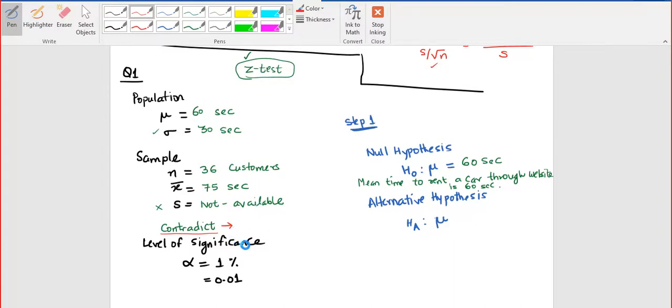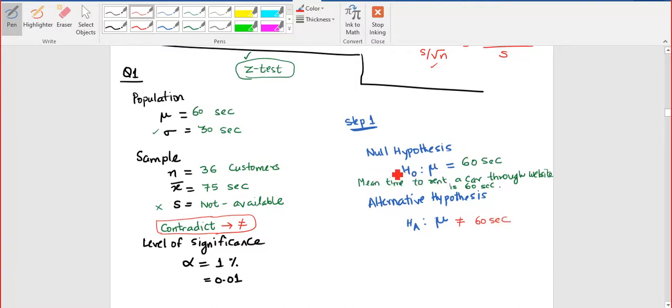So when we have the word contradict, it will give you not equal to. I hope you understand the meaning of the word contradict that we are using here. This stands for not equal to. This is the keyword, and it is important for identifying the sign of the alternative hypothesis. So in this case, you will write the alternative hypothesis is not equal to 60 seconds.